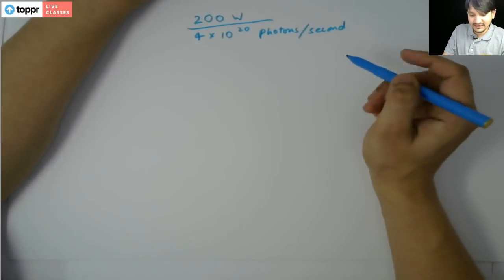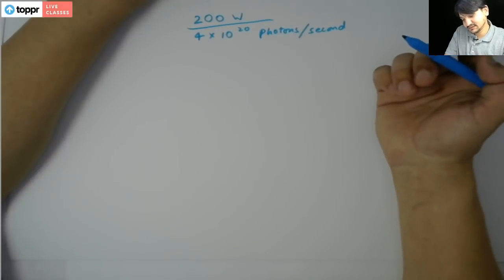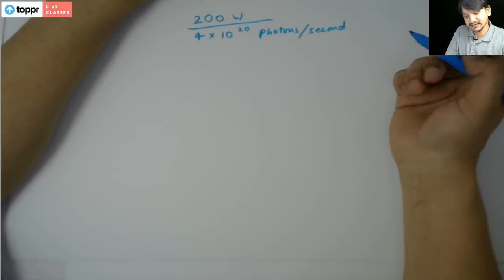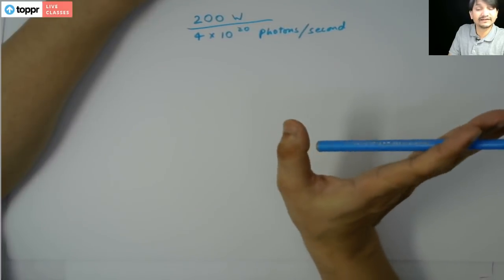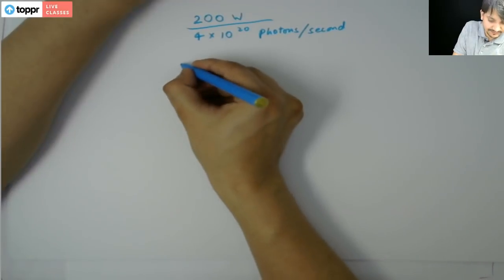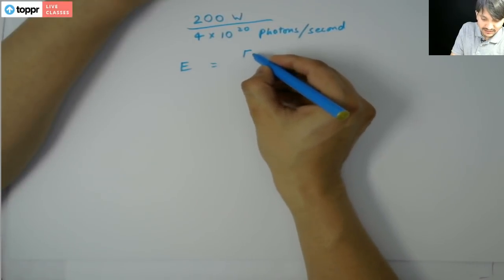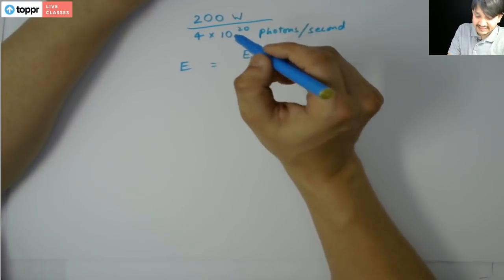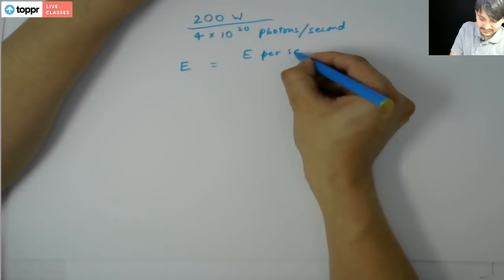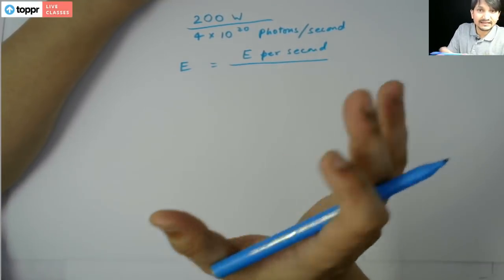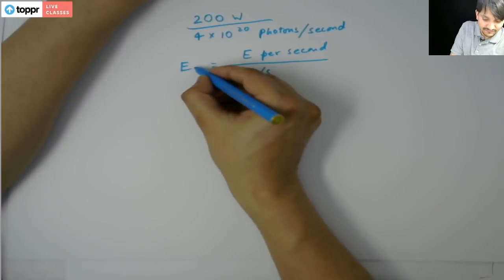Means we know that the power of this light is 200 watt, and we also know that the number of photons sent per second is 4 into 10 to the power 20. So what is the wavelength of this light? First find out the energy of this photon, right? Energy of this photon equals energy emitted by this light per second, which is power, divided by the number of photons per second. This is the energy per photon.